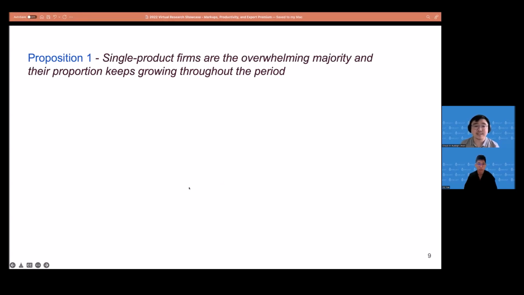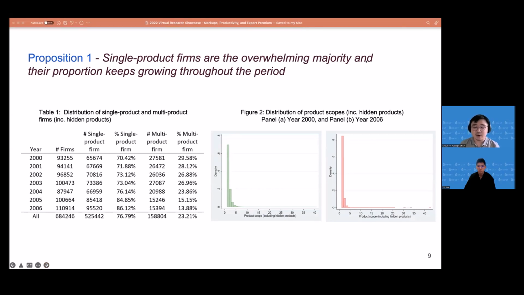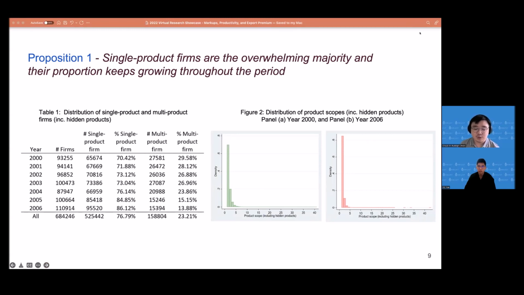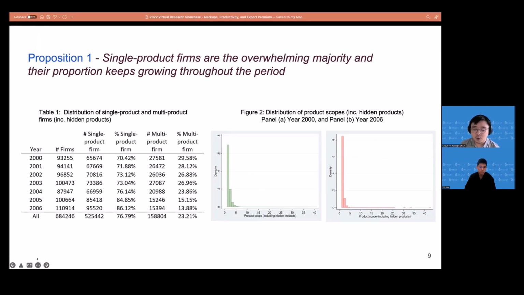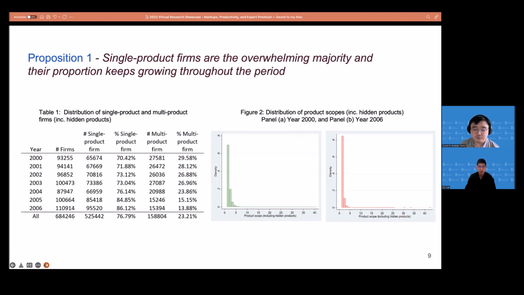So coming next, we'll discuss some interesting properties of the sample that we constructed before we present our empirical findings. While the single product firms remain the overwhelming majority between 2000 and 2006, the proportion of single product firms has been growing considerably from about 70% in 2000 to just above 86% in 2006. In figure 2 on the right-hand side, we will see that in both 2000 and 2006, the policy groups are highly skewed to the right, and there is a long tail extending as far as about 40 policy groups.